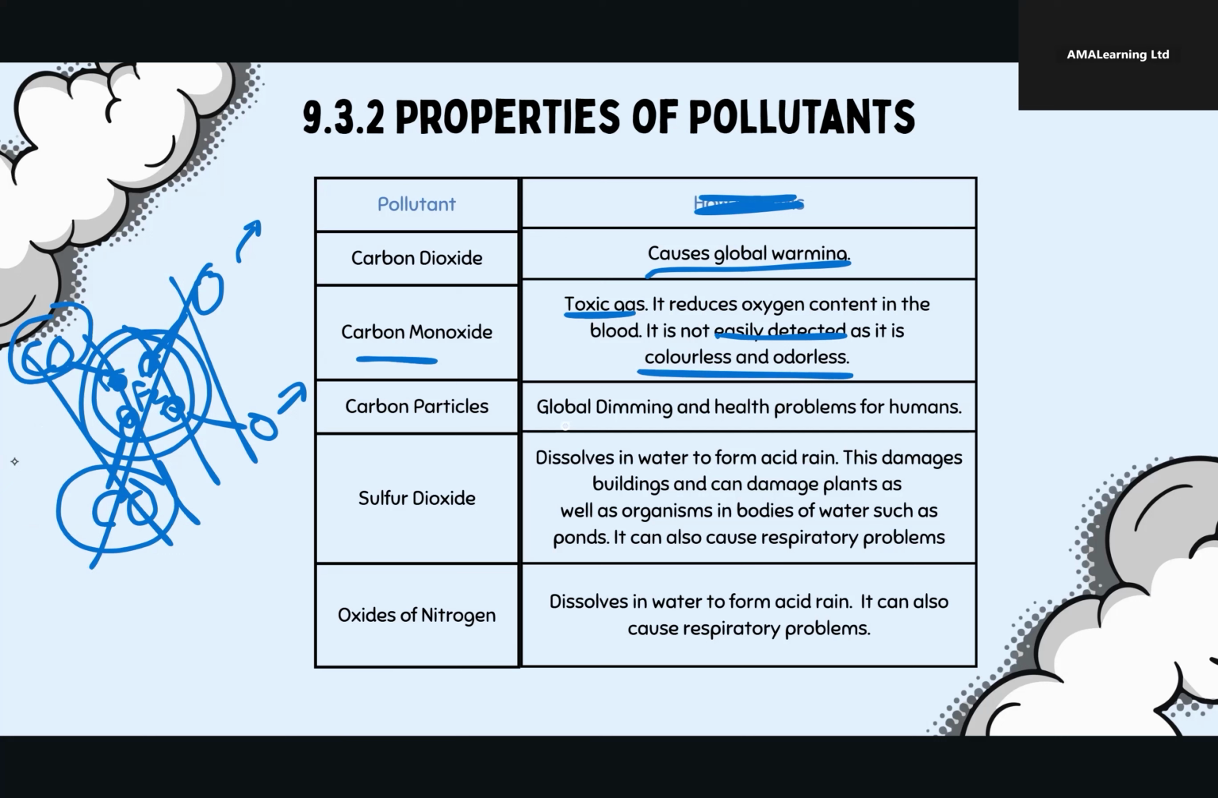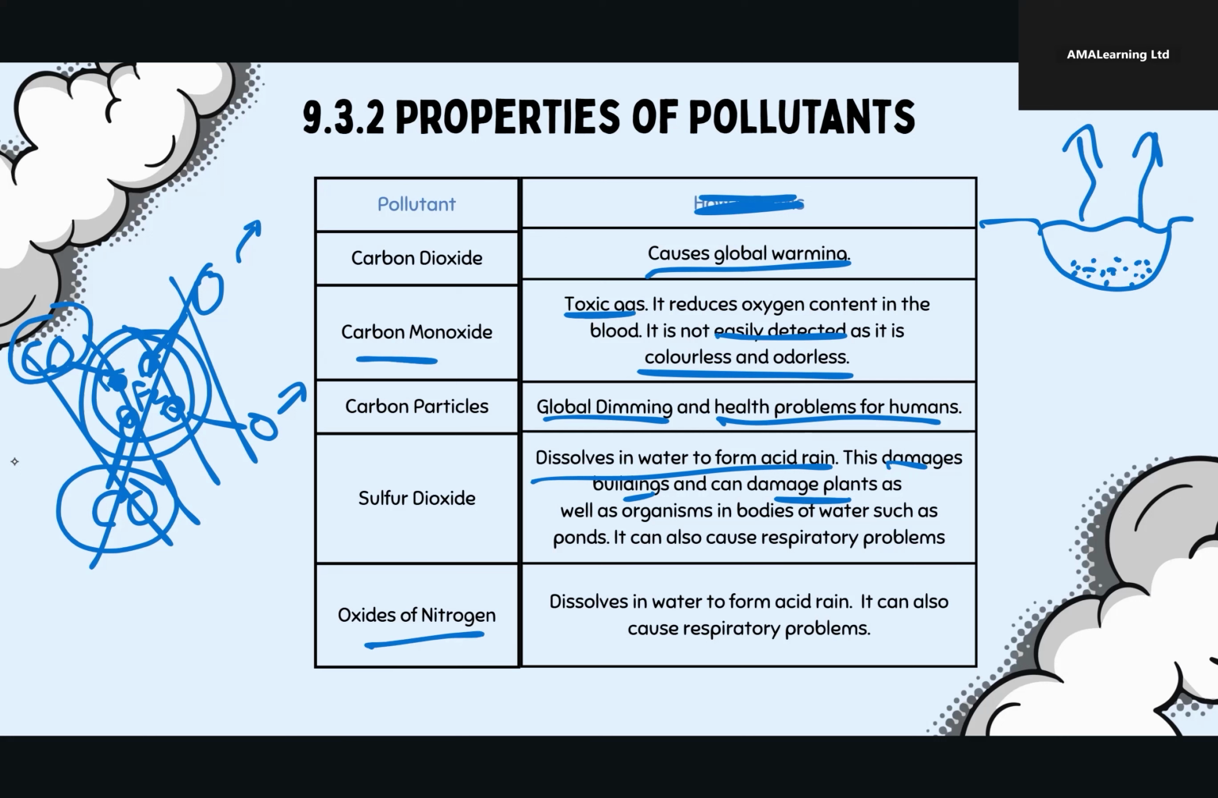Carbon particles lead to global dimming and respiratory issues for humans, breathing problems. Sulfur dioxide dissolves in water to form acid rain. That damages buildings, particularly those made of limestone. So statues made of limestone, it damages plants, as well as animals that live in water, such as ponds and lakes. And the reason for that is if that water is full of acid, the water will evaporate, but the acid won't. So every time it rains, the acid part will accumulate.